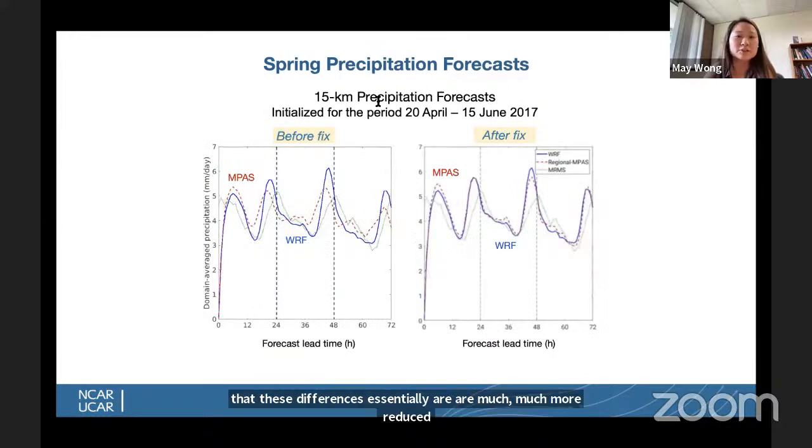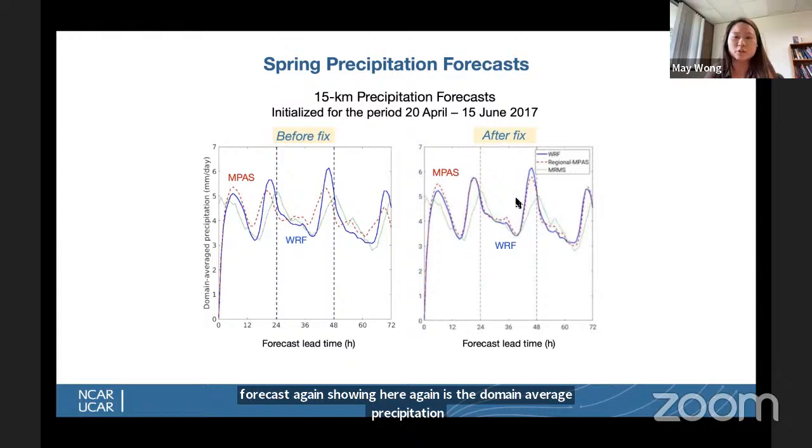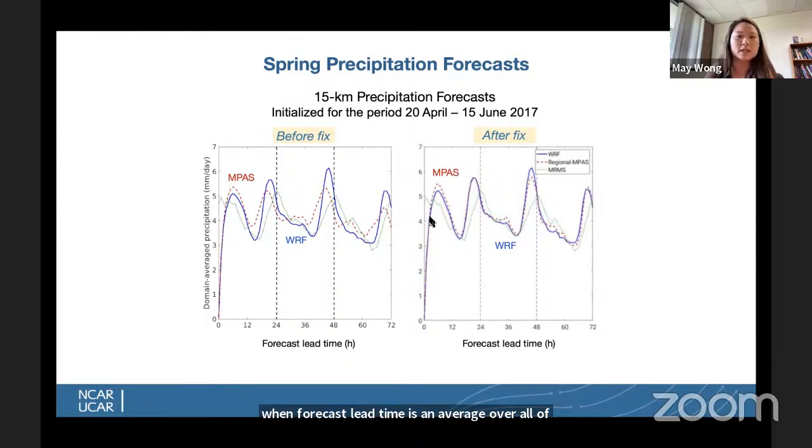And if we rerun these 15-kilometer precipitation forecasts again, showing here again is the domain average precipitation with forecast lead time. These are averaged over all of the forecasts that we ran for the spring period. After the fix, you can now see that the domain average precipitation matches a lot better between Wharf and Mpass.